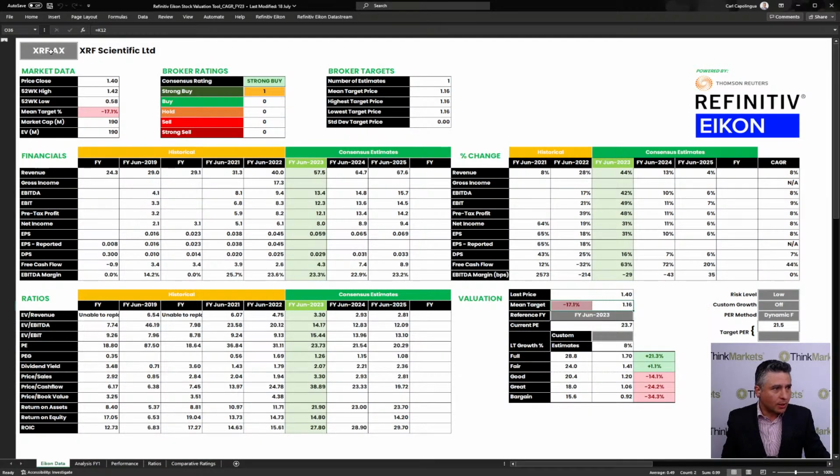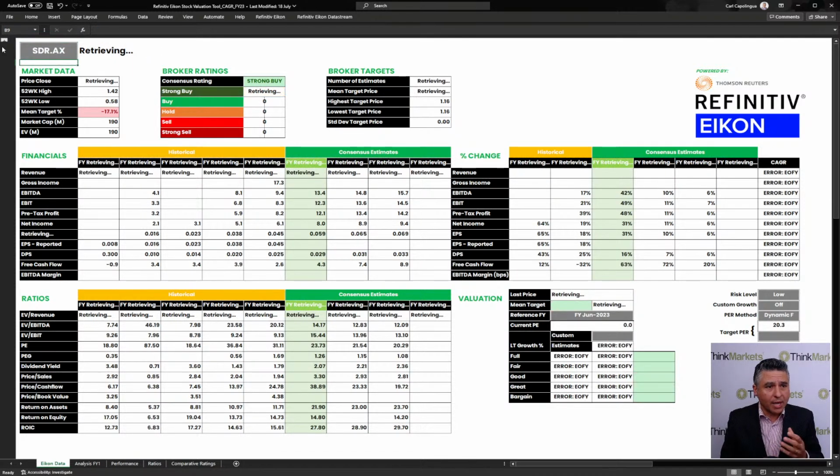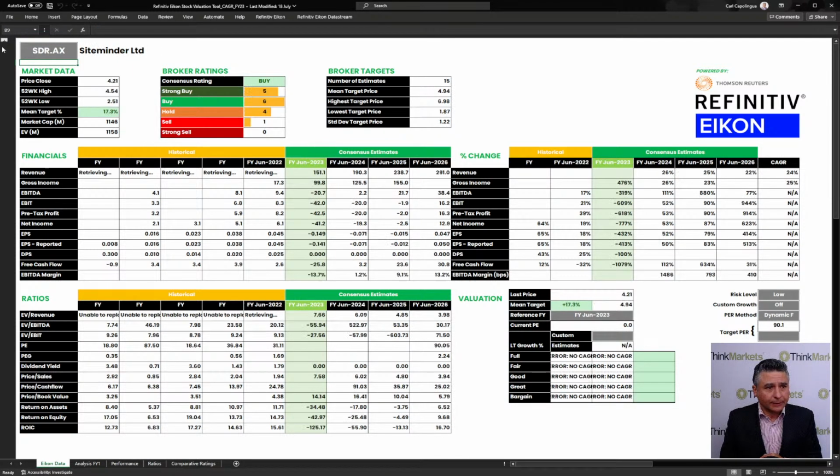Just before I run away to the next one, I just wanted to check out SDR. I'm actually very curious to see what's going on here. I know we're going to have some coverage at least. 15, yeah, you go. So it is widely covered. Isn't that wonderful? Siteminder, 15 brokers covering. Average price target, still plenty of upside there, 494. How about that? I wasn't expecting that. 5 strong buys, 6 buys, 4 holds, 1 sell. I wonder how they were placed all the way down. I bet you that hasn't changed a whole lot. How about that?